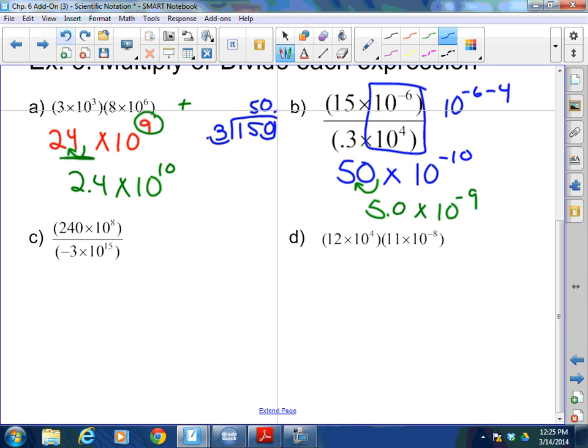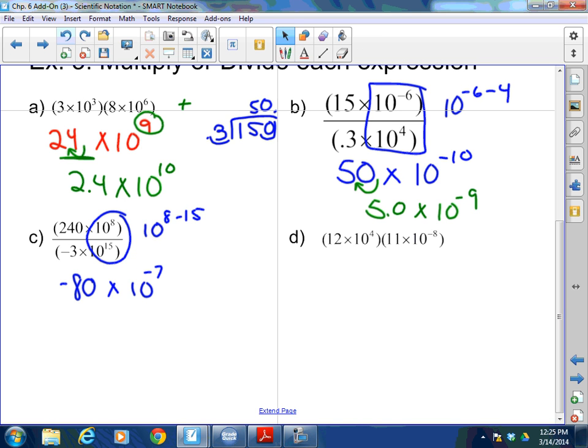240 divided by negative 3 is 80. Thank you, negative 80. Times 10 to the, remember this is 10 to the 8th minus 15th. Thank you. 10 to the negative 7th. You guys with me here? Is that in proper scientific notation? So I got to move the decimal 1 to the left. Do I add to the exponent or subtract? So I got negative 8 times 10 to the negative 6. You with me? Okay.